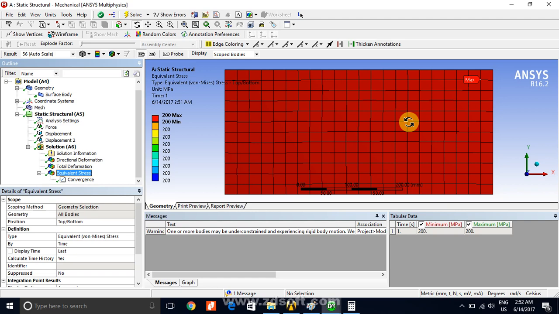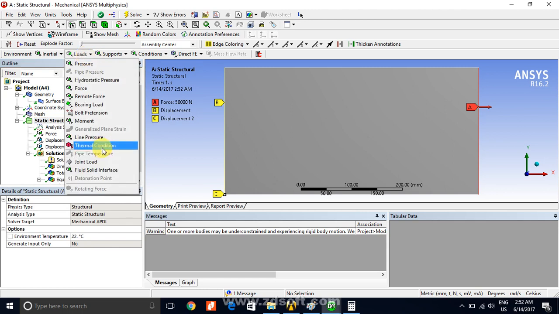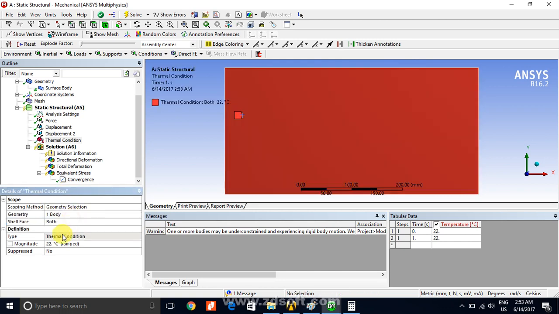In this same video we are going to continue with a thermal stress analysis. Very interesting, very interesting. It will take a very few minutes for you to perform such an analysis, applying a thermal condition in this body and giving it the 200 value.